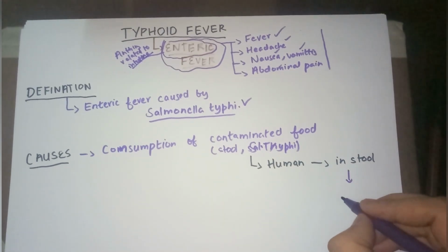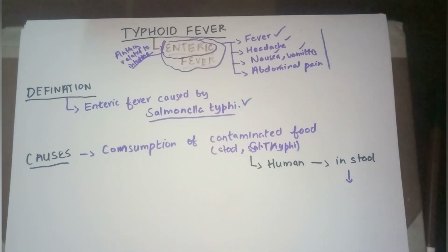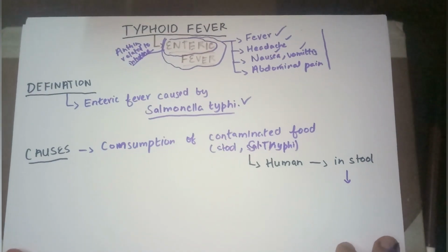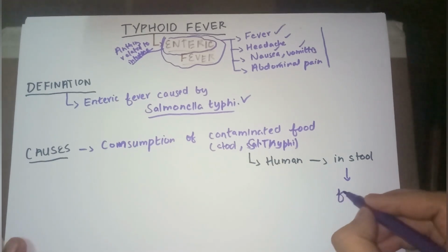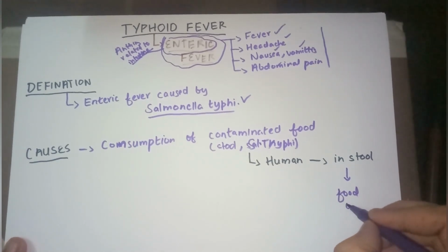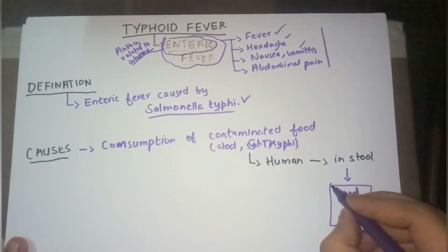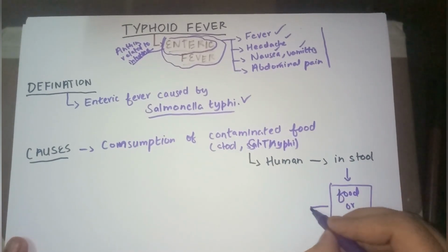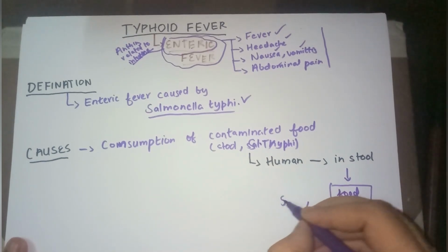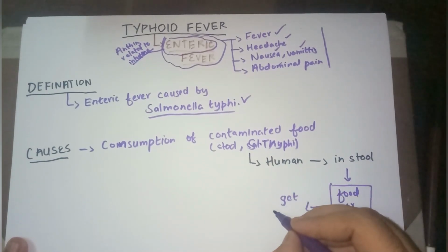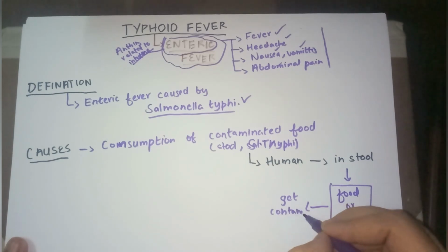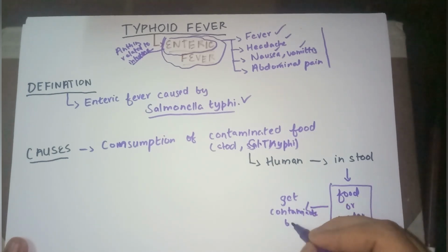And how does it go inside someone? It may be due to someone not washing his hands and cooking the food, or maybe there is no clear drainage system for the water, and then it goes into the water and someone eats or drinks the contaminated food or water. So then what will happen? The food and water will get contaminated by stool.